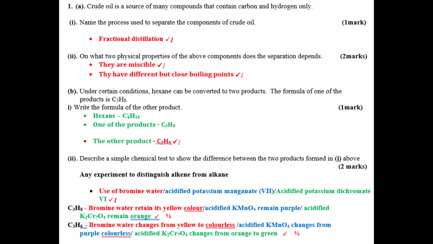You can use acidified potassium manganate 7. With the propane, that's an alkane, the potassium manganate 7 remains purple. If it is an alkene, that's propene, it is decolorized. With potassium dichromate 6, if you are working with an alkene, the second one, it will change from orange to green. But with the alkane, the first one, C3H8, the orange color of the dichromate will remain. Remember, if we are talking about physical tests, we can also do the burning. Alkanes, that is C3H8, will burn with a blue flame. An alkene will burn with a luminous flame, that's a yellow flame.